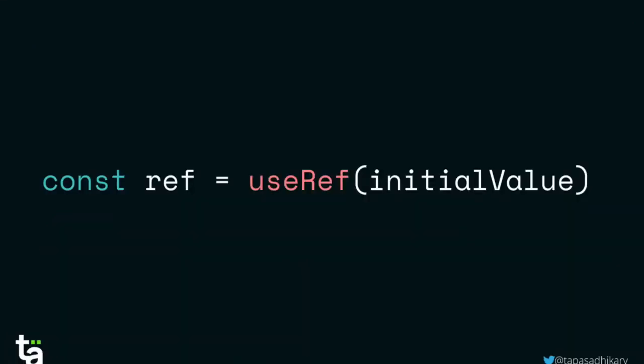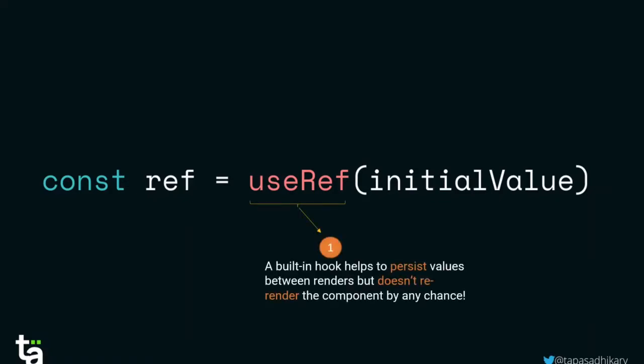The syntax looks like this: const ref equals useRef, then the initial value. So the first thing that we want to focus on about useRef: useRef is a built-in hook that helps to persist values between renders, but doesn't re-render the component by any chance. What exactly is this statement? I know it's complex. Let's break that statement into multiple pieces.